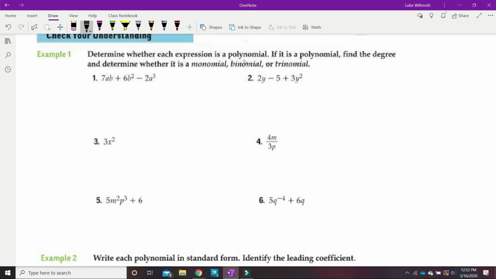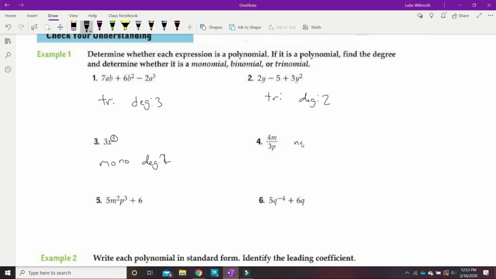Okay, number one, these problems are asking, is it a polynomial, just like the first one? This one is a trinomial with a degree of 3, because this one has a degree of 3, so the degree is 3. This one is also a trinomial with a degree of 2. This is a monomial with a degree of 2, because the power here is 2. It only has one term.